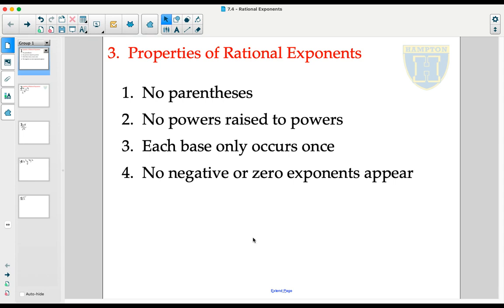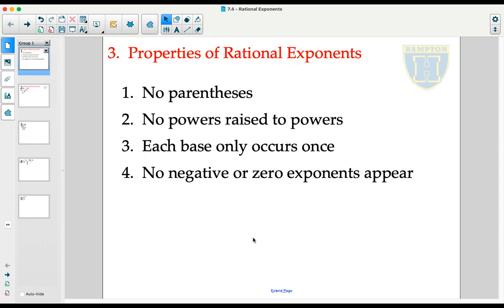When we simplify expressions with rational exponents, we follow the same fundamental rules that we followed way back in Algebra 1 when we simplified any expressions that involved exponents. We're going to look for our final simplified versions to not include any parentheses, to have no situations where a power is raised to another power. We're going to want to see each base only once, and we do not want any negative or zero exponents to appear in our final expression.